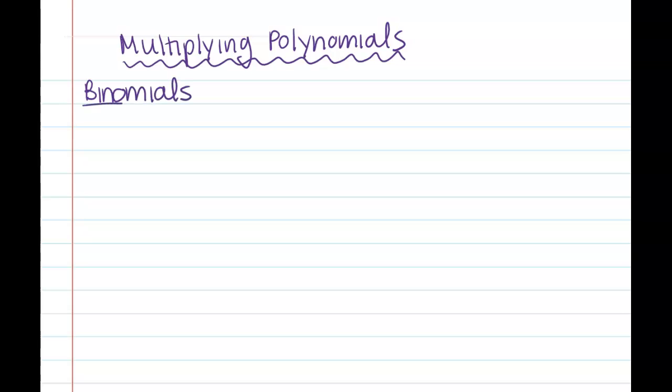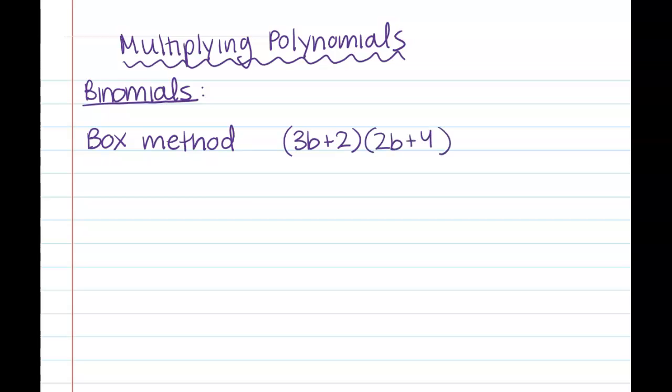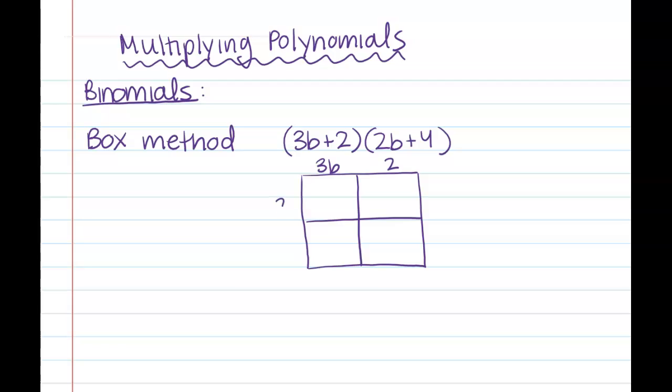Bi is 2, so this is when you're multiplying two terms. So you can either use the box method. If we have 3b plus 2 times 2b plus 4, put this into a box, make it 2 by 2 because each binomial has two terms. So we have 3b and 2, and 2b and 4. It's plus, so we can just leave them all positive.